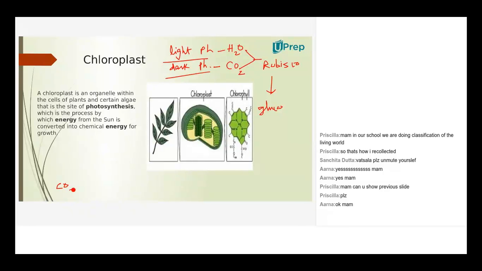So it is CO2 plus H2O, right? This carbon comes here and becomes C6. This hydrogen comes here, becomes H12, and this oxygen comes here, becomes O6, glucose. And there's this extra oxygen here, O2. This is photosynthesis, and everything happens within the chloroplast, in the stroma and the thylakoids.